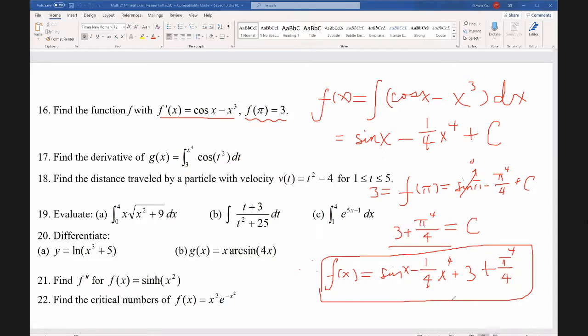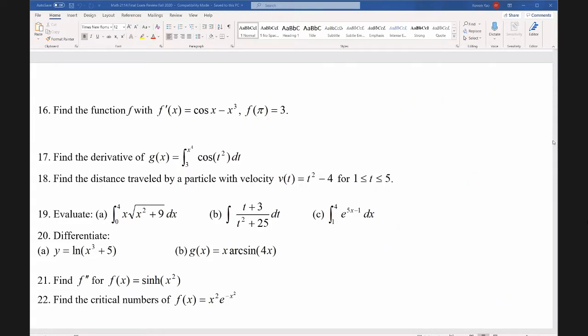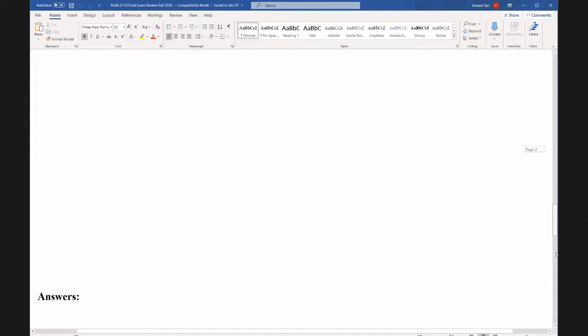Can I erase this? Yes or no? Because I want to solve more examples. Okay, so let me erase this because the answer is right here. Okay, very good. Now I want to compare the answer from the answer key.